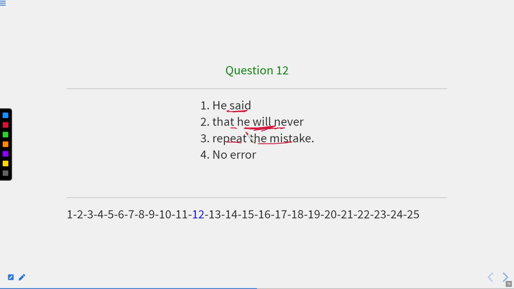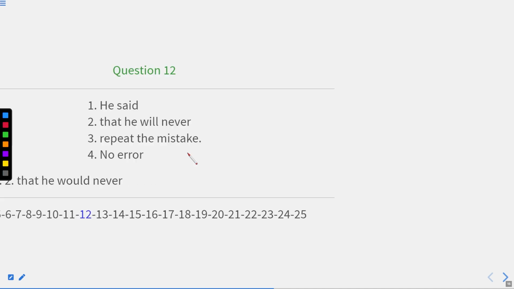Okay, so will be converted into would. So here the error is in part second, where this will should be converted into would. Okay, so that he would never. So will be replaced with would. So second part contains the error. Okay, now let us move to the next one.